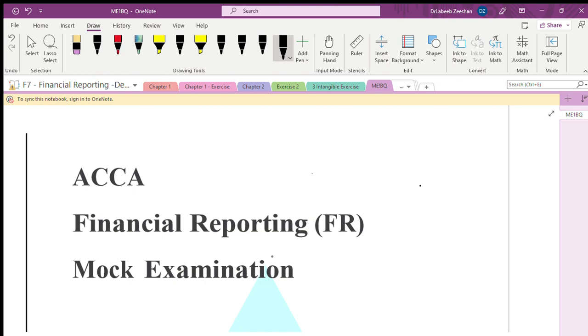Today we are going to cover ACCA financial reporting. Just before the examination, we will start doing mock examinations. This mock examination will be in 3 or 4 parts. Section A will be dealt with today. Section A, Section B, and Section C we will do separately: Section A in one session, Section B in one session, and Section C we will see how it will be worked out.